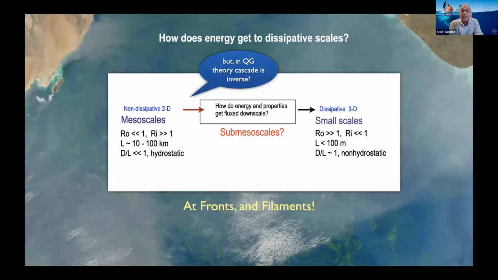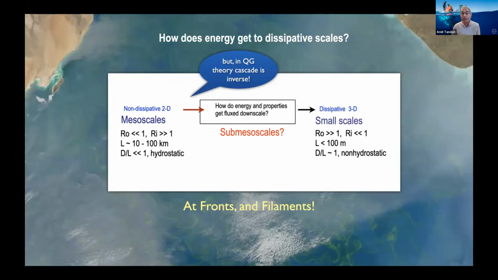Another reason why we really care about submesoscales is because if you're familiar with geophysical fluid dynamics, you would have heard that the energy cascade is inverse at the larger scales in the ocean. So the mesoscales are fairly non-dissipative. They are essentially two-dimensional. The Rossby number is much less than 1, which means that they are fairly linear. The Richardson number is much larger than 1, so their motion is very much dominated by strong stratification. The length scales are fairly large, order 100 kilometers.